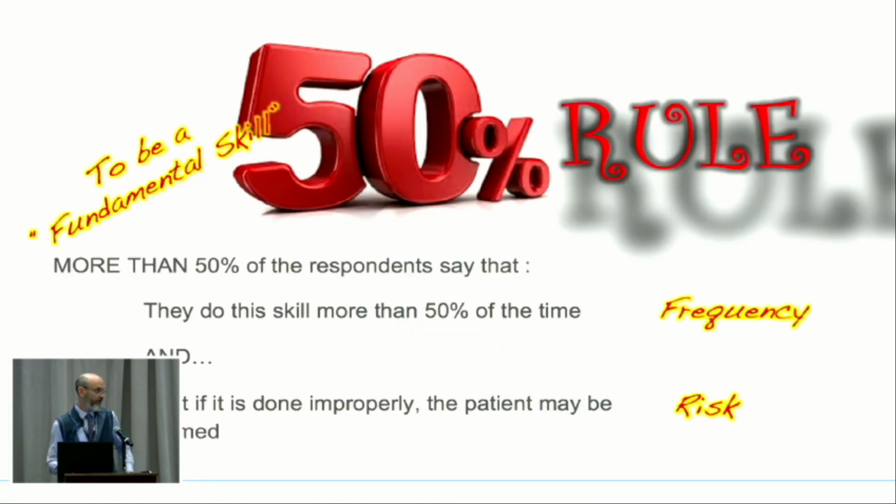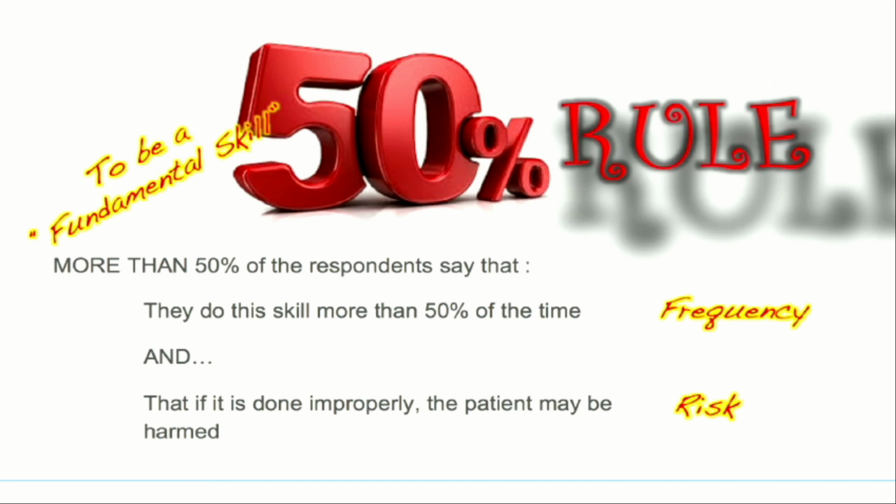Now, since nobody had done research like this before, we get to make some stuff up. And that's one of the fun things about research. And what we invented was this thing called the 50% rule. And the 50% rule is how we're going to determine if something is fundamental or is less than fundamental. It's a skill, but it's not the most fundamental thing. So the 50% rule says that something will be fundamental if more than 50% of the respondents say that they do this more than 50% of the time.